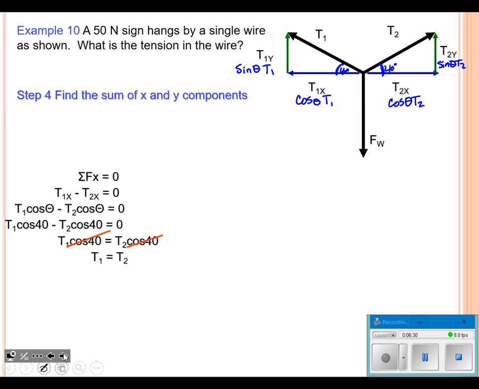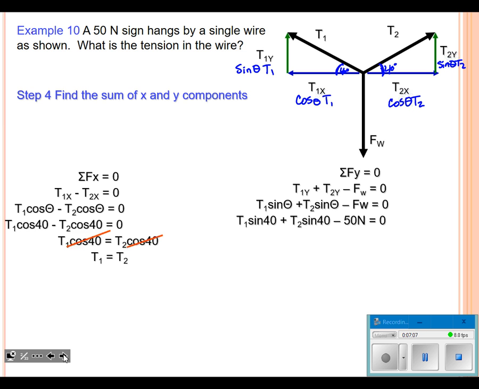Now we need to find the summation of our y-plane. So we know that the summation of our y-plane is also 0 because the sign is not moving up and down on the wall. All right. So we have T1y plus T2y minus our F of W, or our weight force. And all that has to equal 0. And we have the subtraction of the weight force because the weight force is going in the opposite direction of the Ty values. All right. So we can then substitute, we know how to solve for those y's as T1 sine theta plus T2 sine theta minus our F of W.